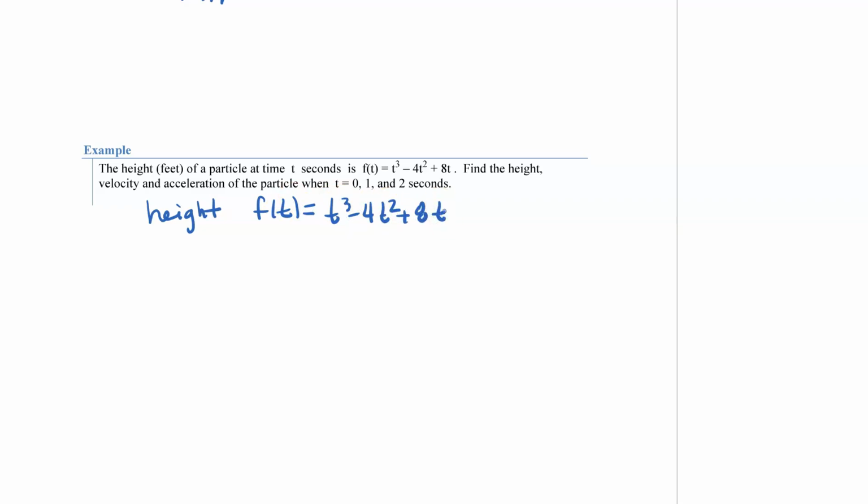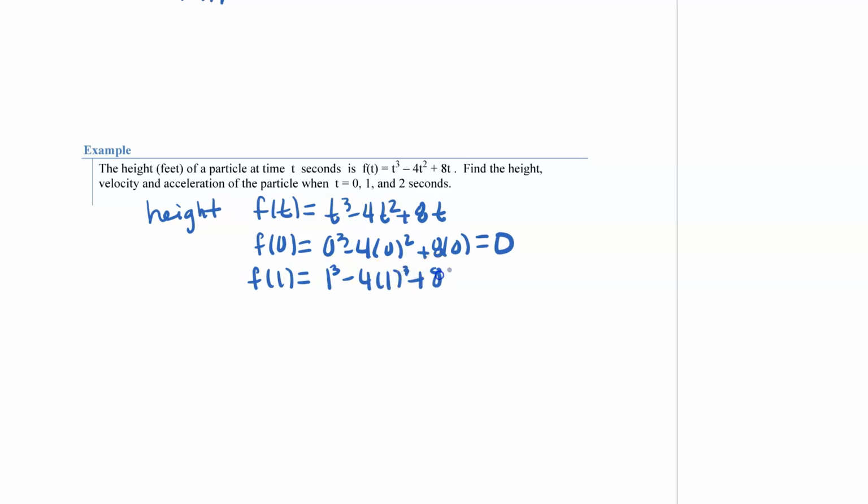So if I want to find the height at 0, I'm going to just say f of 0. So it would be 0 cubed minus 4 times 0 squared plus 8 times 0. So the height's just 0 because it hasn't moved anywhere. Then if I'm going to go after 1 second, again, I'm just going to plug in 1. Use my calculator here. And so let's see, that gives me a height of 5.